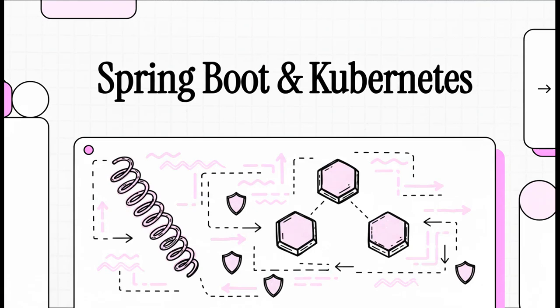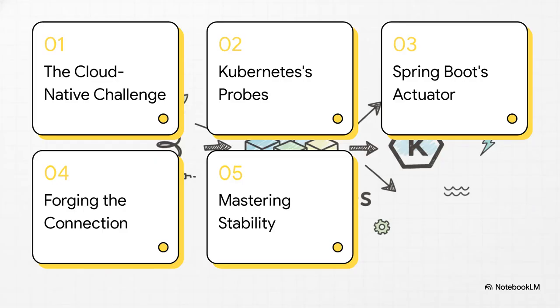All right, let's dive into something that's absolutely critical for anyone working in the cloud-native world, making Spring Boot and Kubernetes work together perfectly. And I'm not just talking about getting your app to run. We're going to talk about how to build applications that are truly, genuinely resilient. So, here's how we're going to break it down.